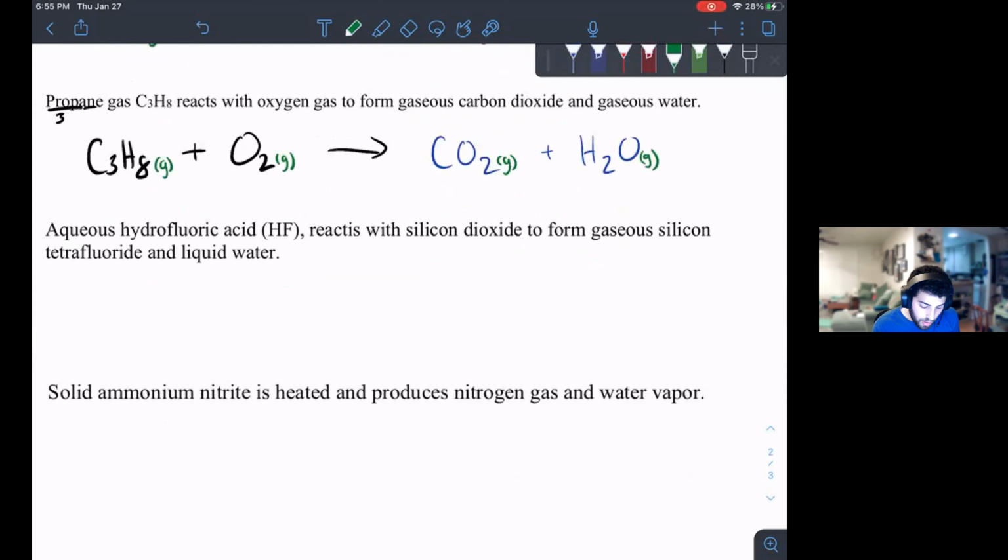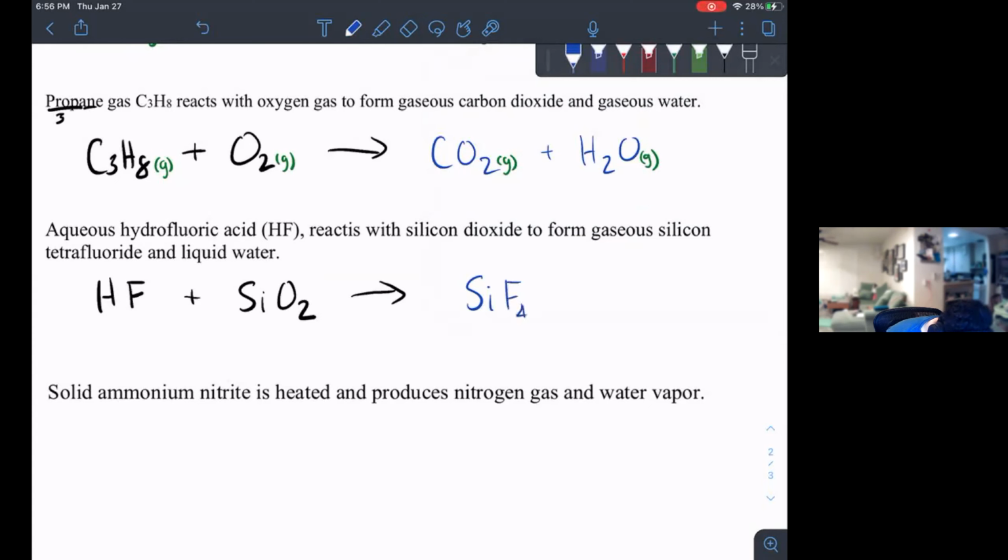All right. Aqueous hydrofluoric acid. So now we're given hydrofluoric acid, HF, reacts with silicon dioxide. Those are two nonmetals, and I have my di, meaning that I'm definitely going to have to use my prefixes. SiO2, 2 comes from di, and reacts to form gaseous silicon tetrafluoride. So again, no prefix in front of the first one means it's 1. Tetra means 4, so that's going to be F4.